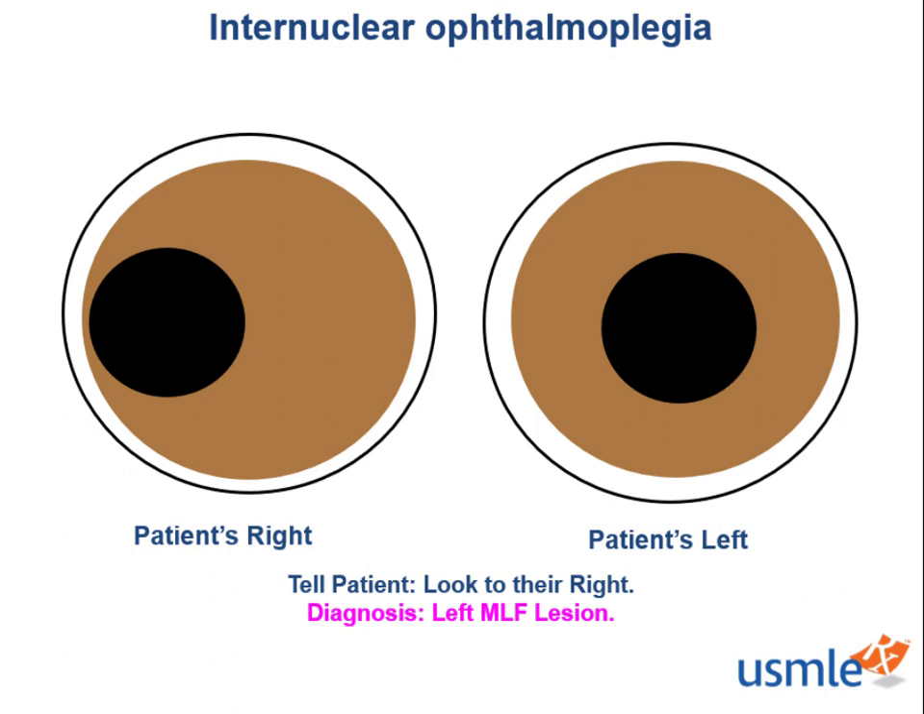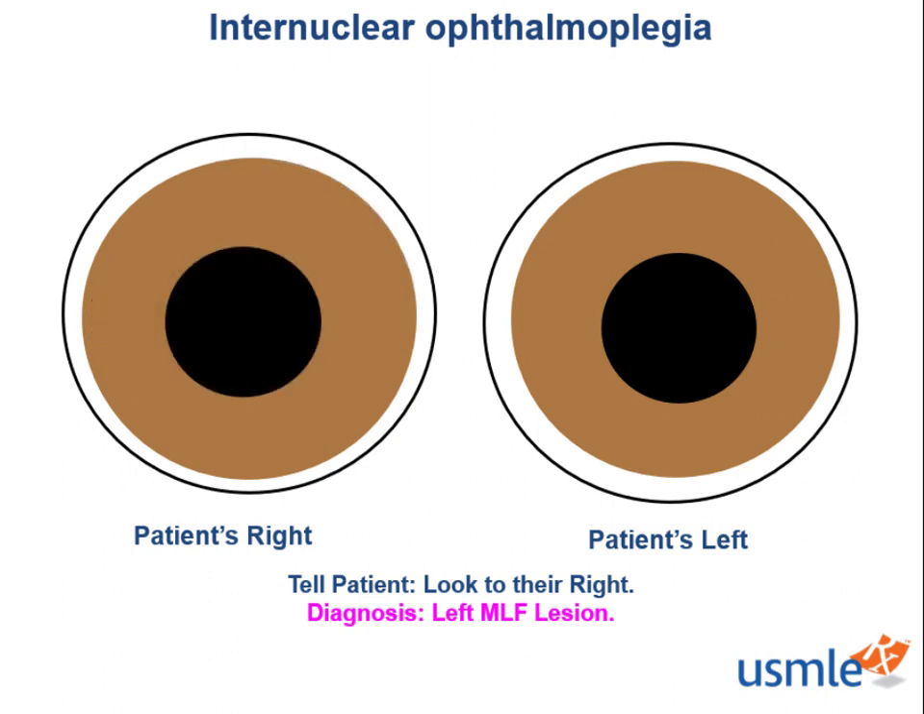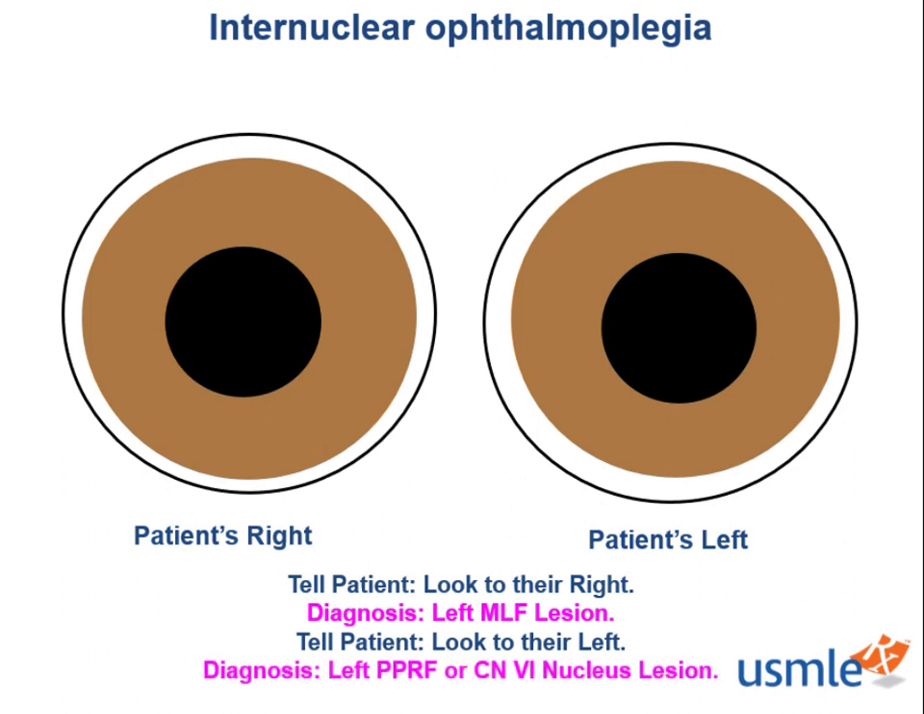Now, let's reset the eyes, and then ask the same patient to look to their left, and nothing happens. This patient is unable to look to their left. What is the diagnosis? This is a left PPRF or cranial nerve 6 nucleus lesion, as both structures in the pons are responsible for coordinating ipsilateral gaze. That is, the patient cannot look to the left because the left pons is damaged, either the left PPRF or cranial nerve 6 nucleus.